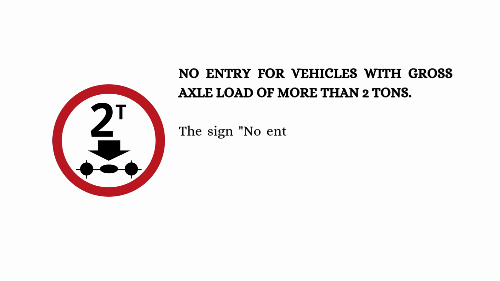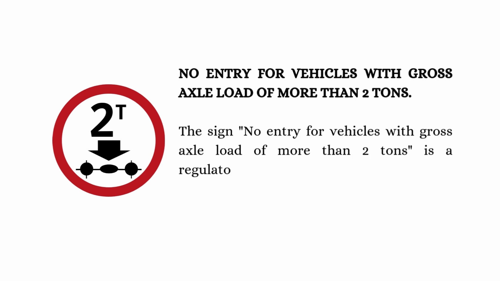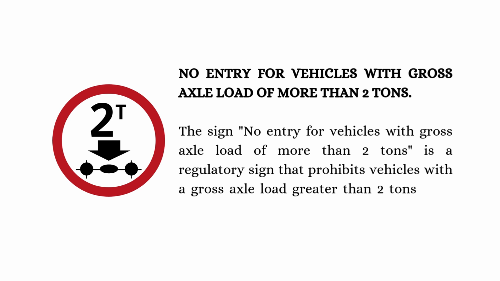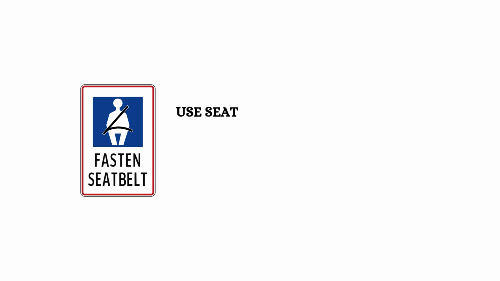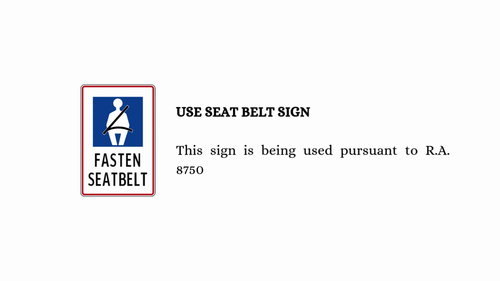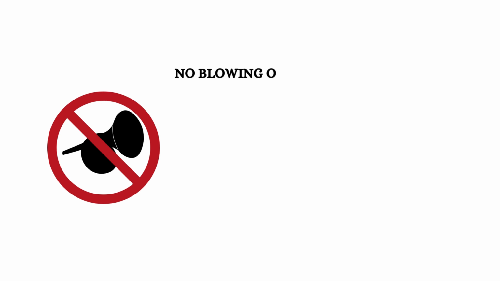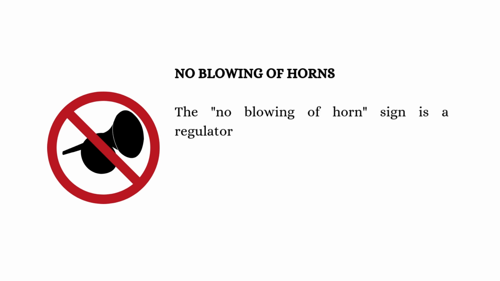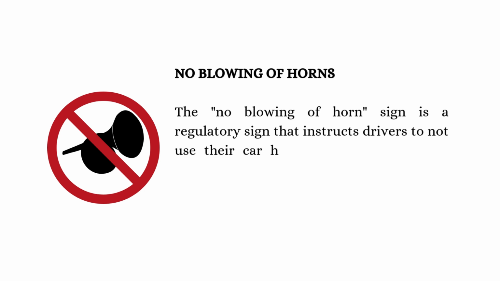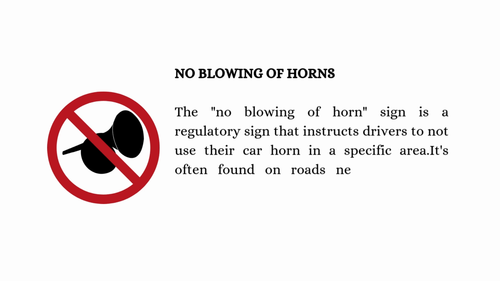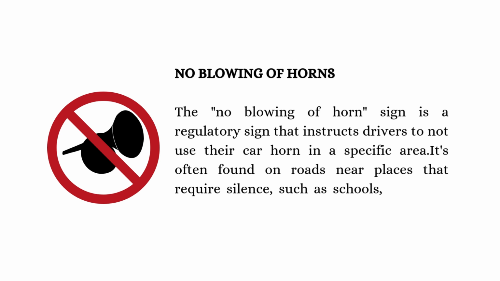No entry for vehicles with gross axle load of more than 2 tons. The sign is a regulatory sign that prohibits vehicles with a gross axle load greater than 2 tons from entering a certain area. Use seatbelt sign. This sign is being used pursuant to RA 8750, the seatbelt law. No blowing of horns. The no blowing of horn sign is a regulatory sign that instructs drivers to not use their car horn in a specific area. It's often found on roads near places that require silence, such as schools, churches, mosques, and some hospitals.